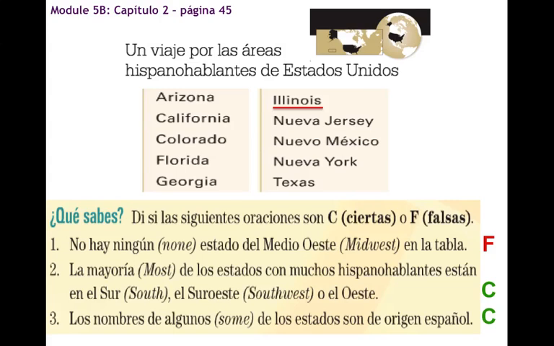Cierto. Colorado, from color, color. That's a very colorful state.